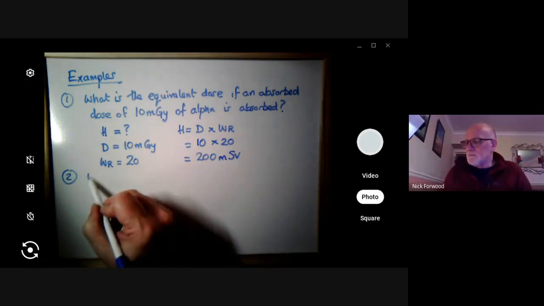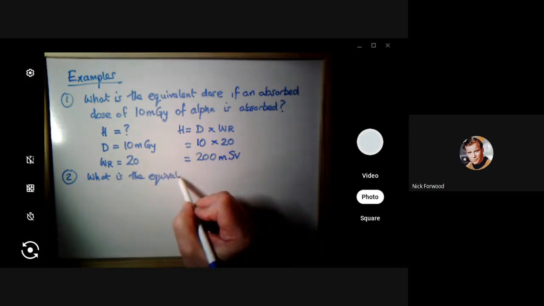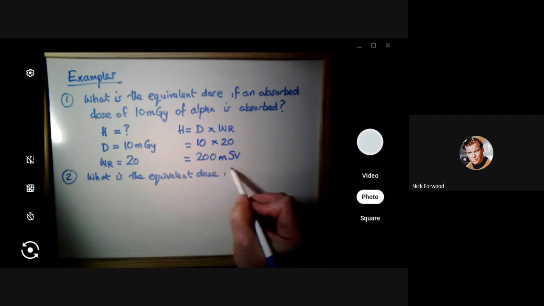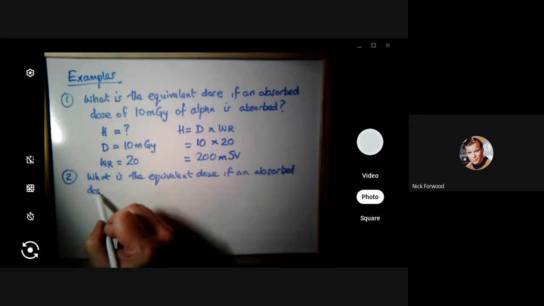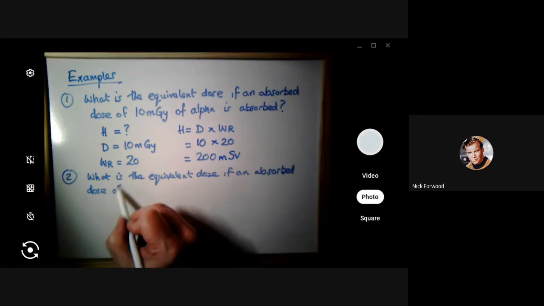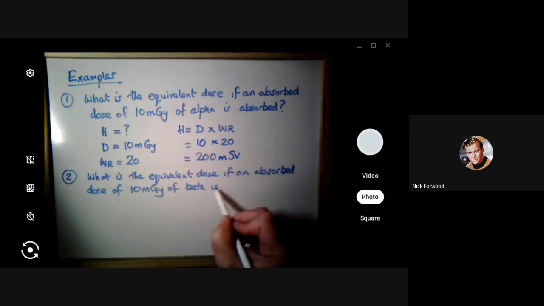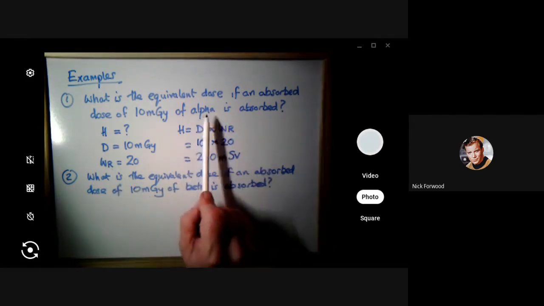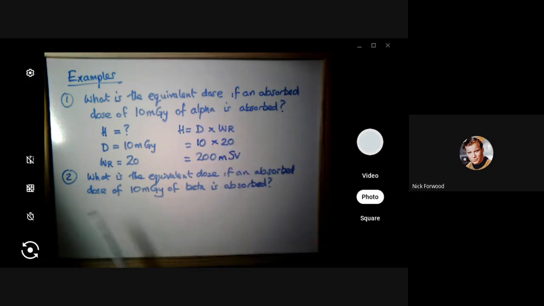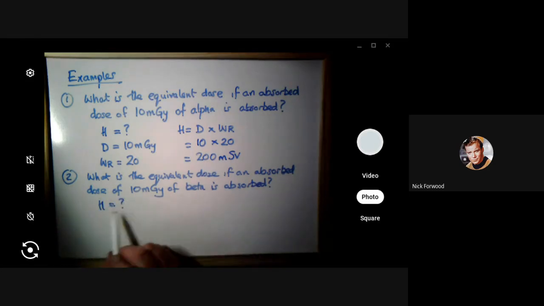Example 2. It's pretty much the same. What is the equivalent dose if an absorbed dose of 10 milligrays of beta is absorbed? Okay, we already know, you should be thinking ahead of yourself here. You go, oh, right, alpha, I know the number for alpha is 20. I know the number for beta is 1. So what we're going to do, we'll just do what we're supposed to do, write down everything in the table.